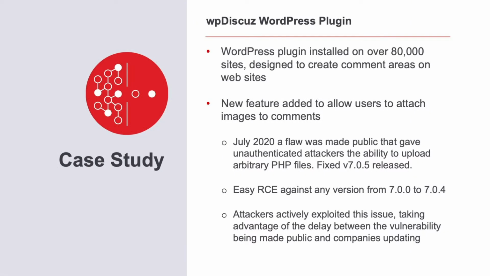Let's take a look at a quick case study. WP Discuss is an interactive comment plugin for the WordPress content management platform. It allows WordPress sites to provide dynamic content sections for their users. On June 19, 2020, it was identified that a high-risk vulnerability was present within the plugin, exposing 80,000 websites to potential compromise. A new feature allowed users to attach images in their comments.